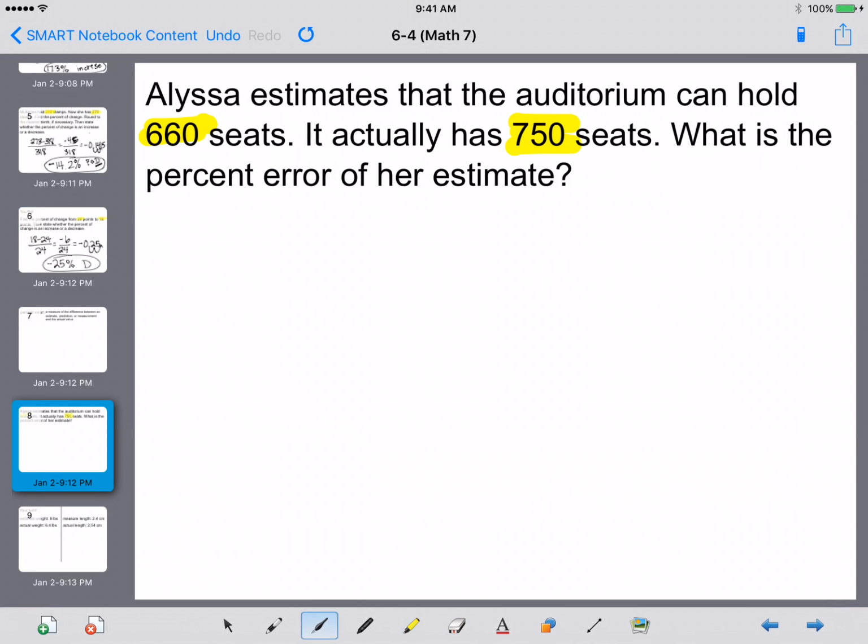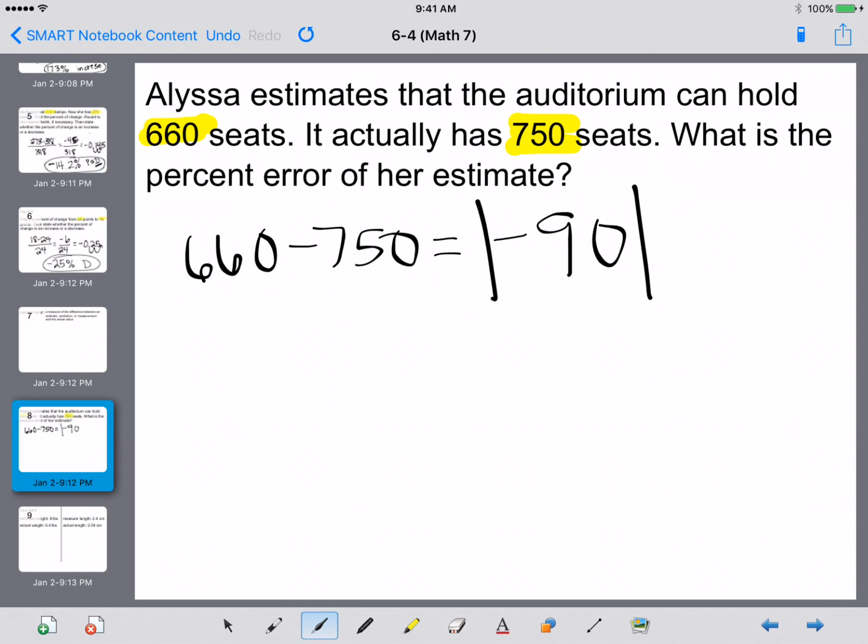So just like before, except for now, we don't have negatives or positives. But just like before, we're going to take our original minus our new, and that gets us 660 minus 750 is negative 90. So that's the difference between the two numbers. We're just going to take the absolute value of that because we don't care if it's negative or positive to get 90. So she was 90 off. Whether it was high, whether it was low, that doesn't matter. She was off by 90.